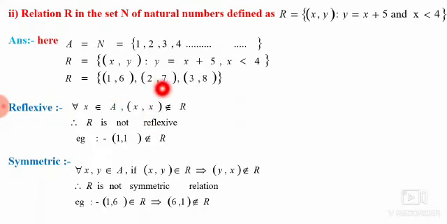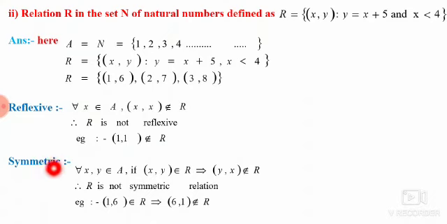Here, if we check each ordered pair of the relation, there is no element like (x, x): (1, 1), (2, 2), (3, 3) is not there in this relation. That's why this relation is not reflexive. For example, (1, 1) does not belong to R. Hence the given relation R is not reflexive.